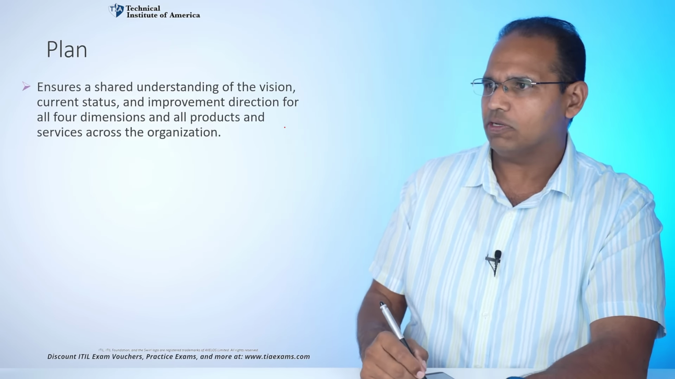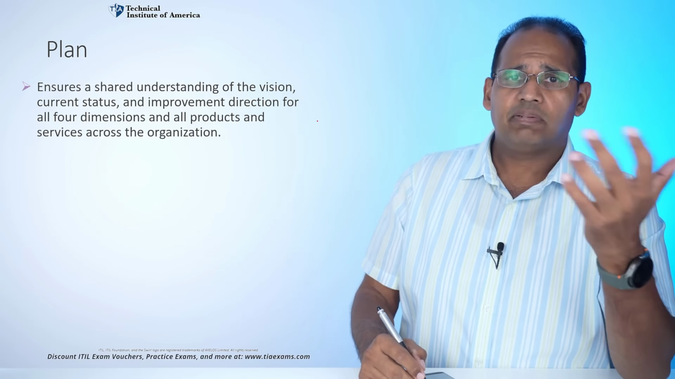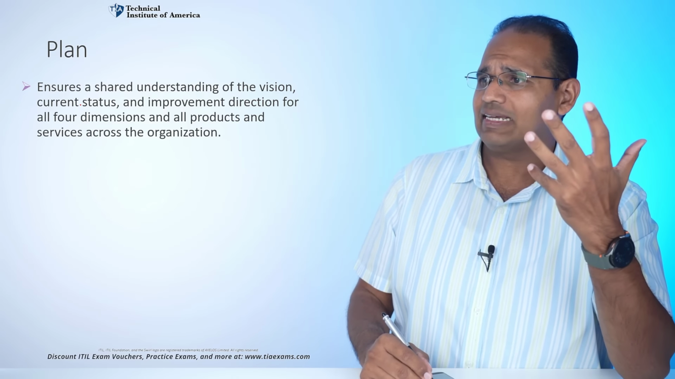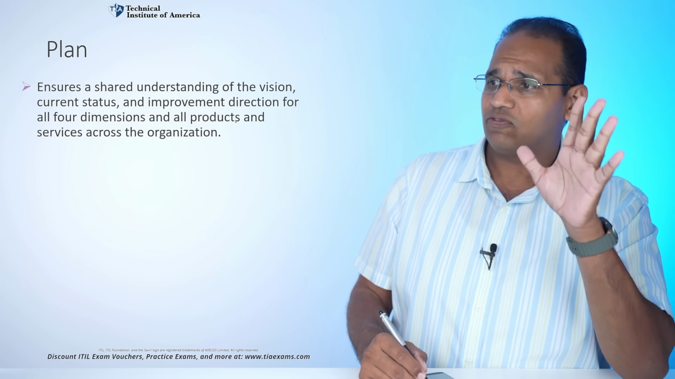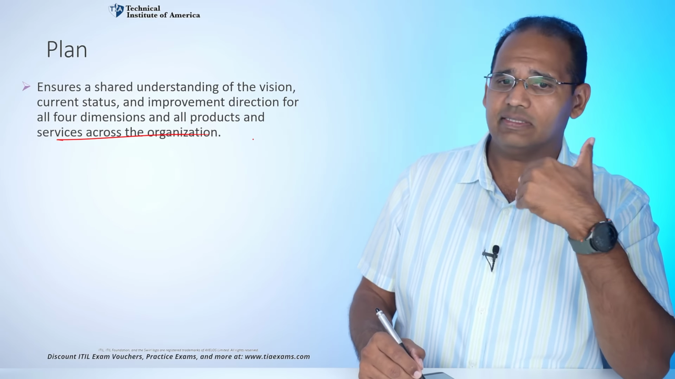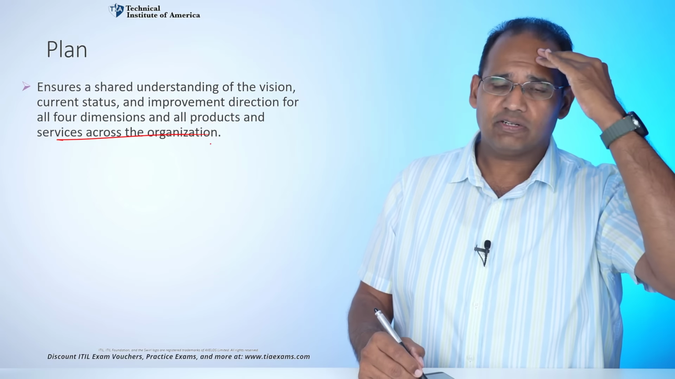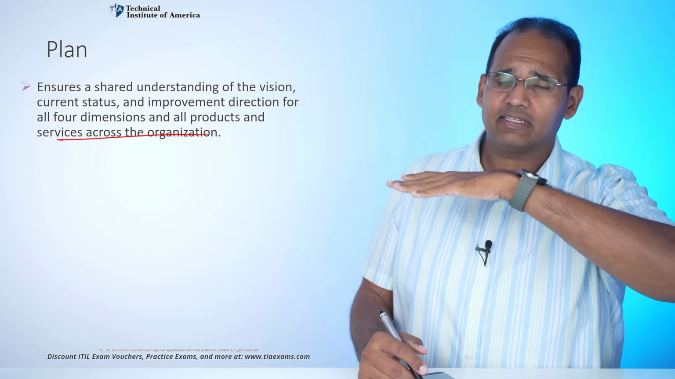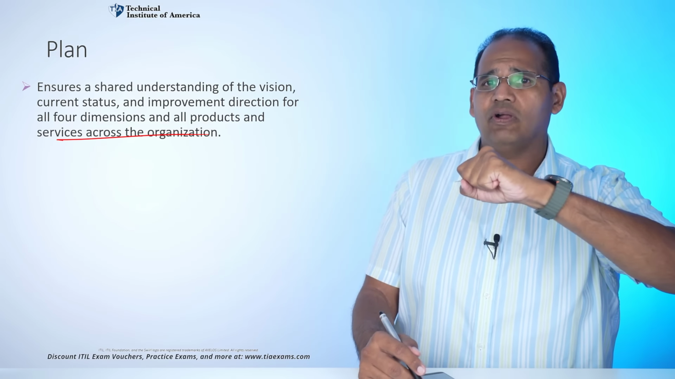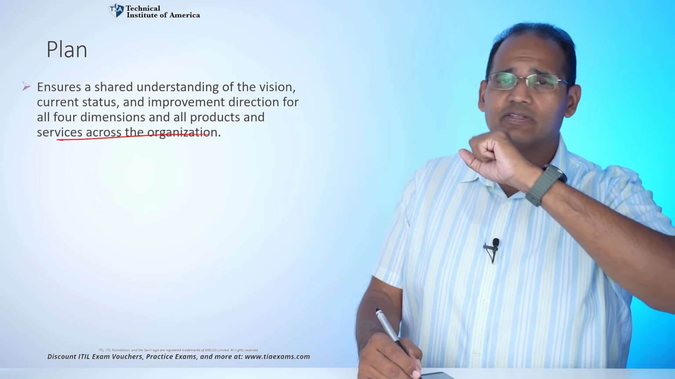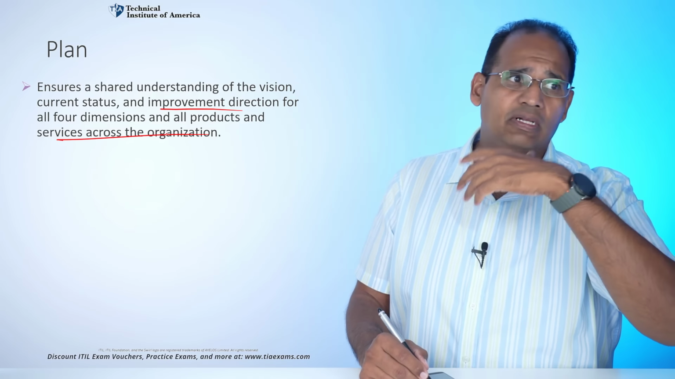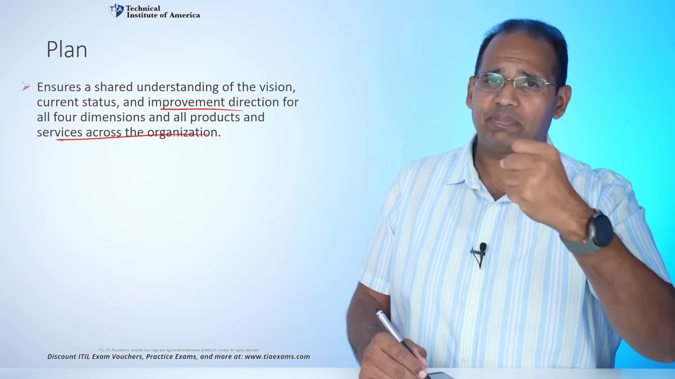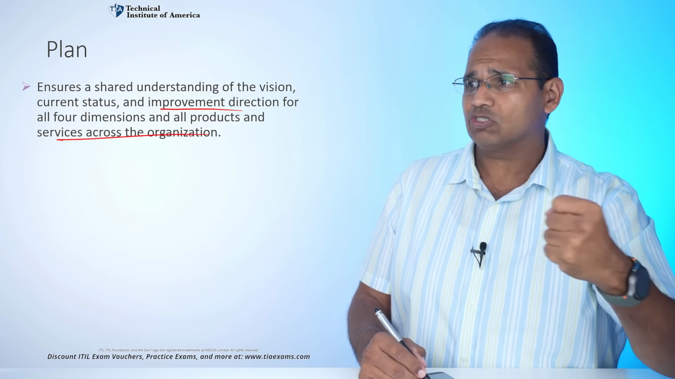Let's go through them. Number 1, planning. Ensure that a shared understanding of the vision, current status, and improvement direction for all 4 dimensions and products and services across the organization. Easy enough, a shared understanding. When you make a plan, you're creating a shared understanding of where we're going to go. We're planning how we're going to improve our products. We plan how we're going to create things, how we're going to hire people, how we're going to decommission a service, how we're going to add new services.